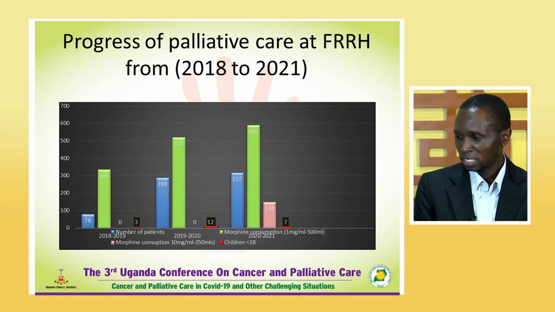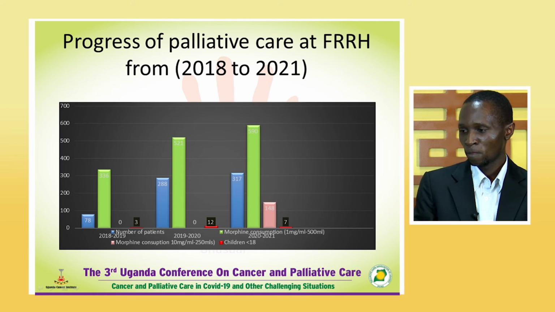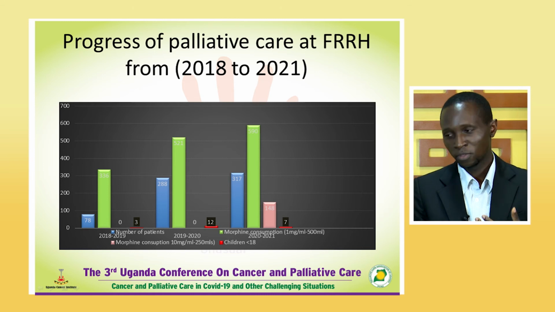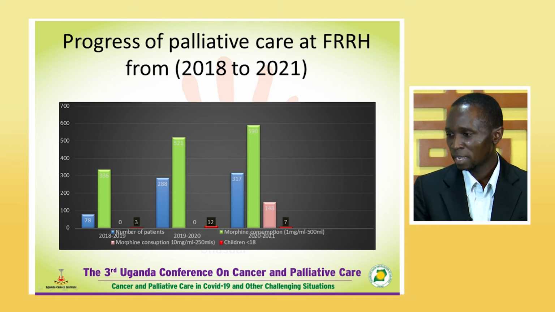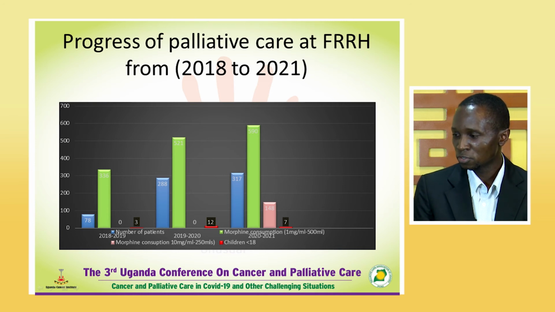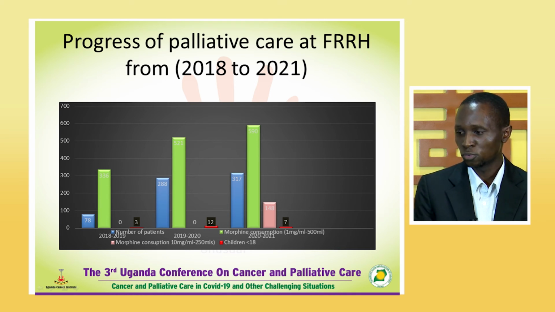From 2018, you can see that there's a progressive increase of patients accessing palliative care. In 2018-2019, we had only 78 patients. That increased to 288 patients in 2019-2020 and 317 patients in 2019. At that time, we had only green morphine, but thanks to the data we were collecting, we were able to increase the amount of morphine that was being supplied by the national medical stores.